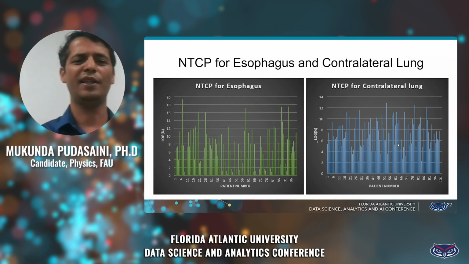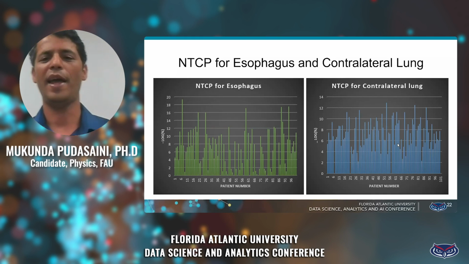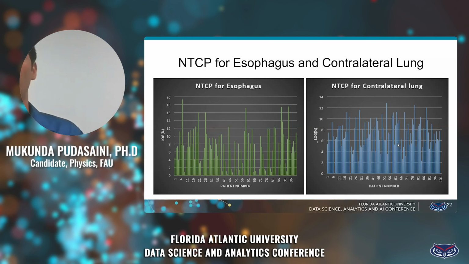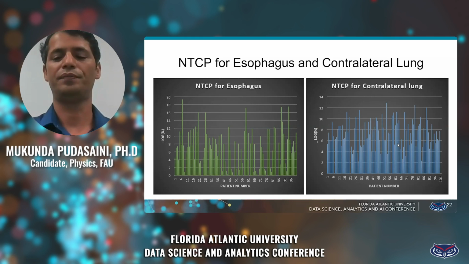Similarly, here the green is NTCP for esophagus, plotted in the negative logarithmic scale of the NTCP, and this blue is for NTCP for contralateral lung.